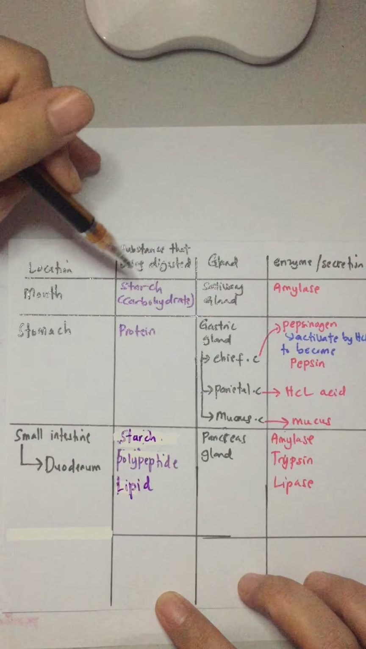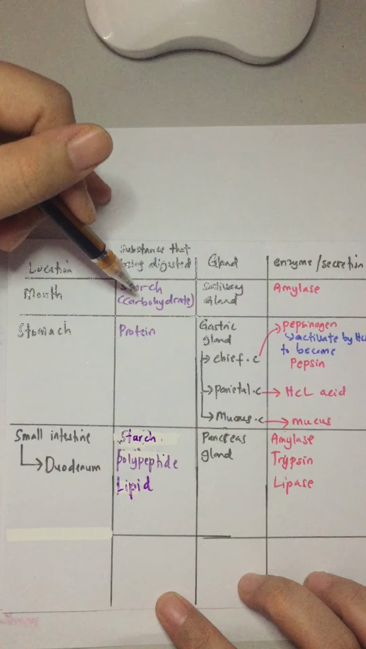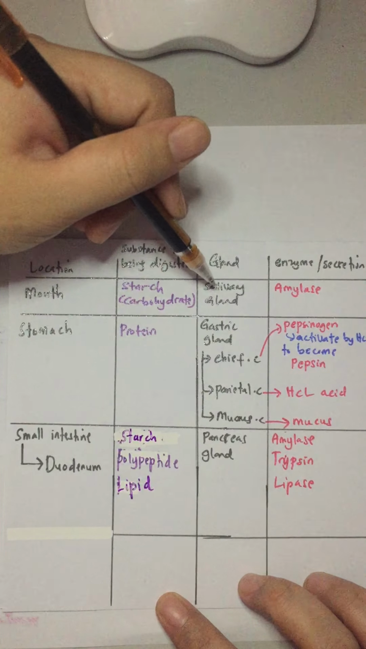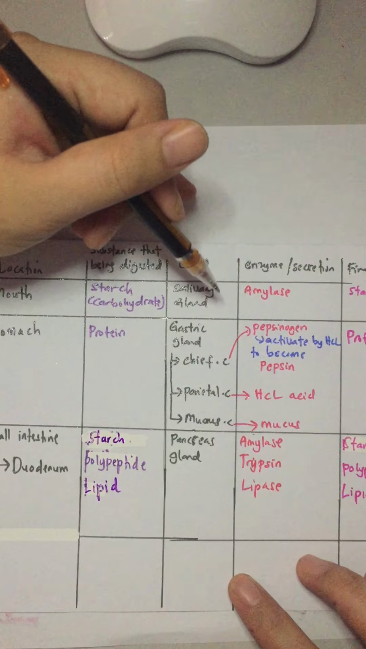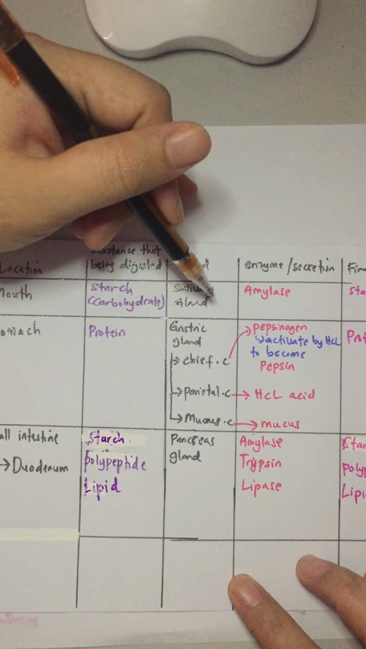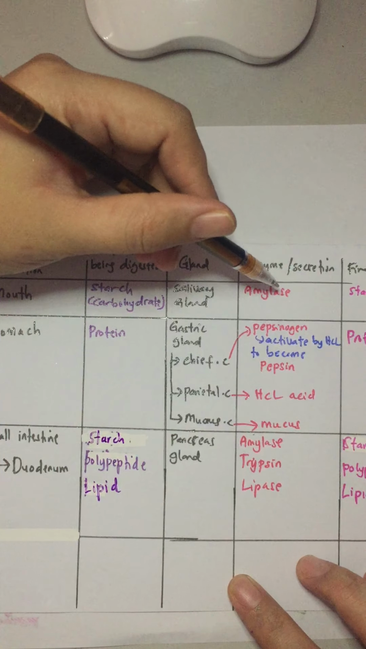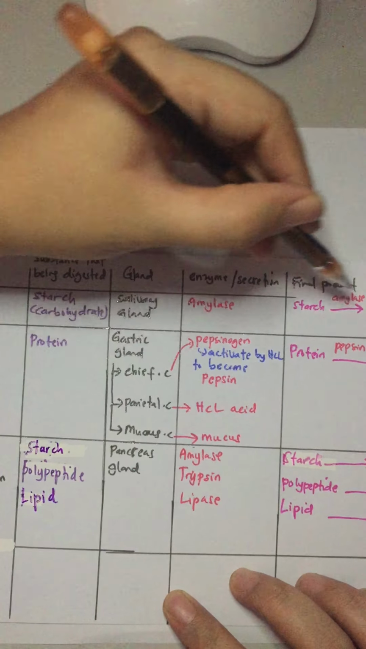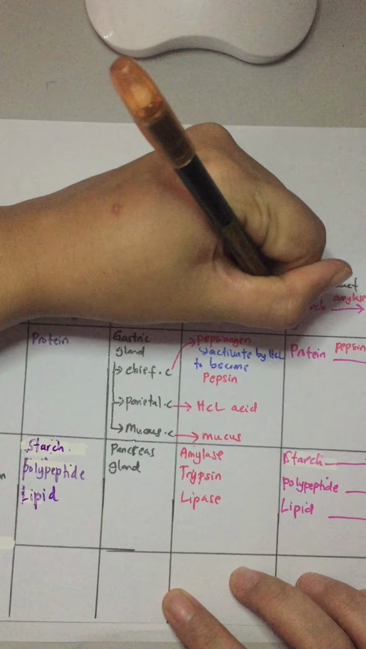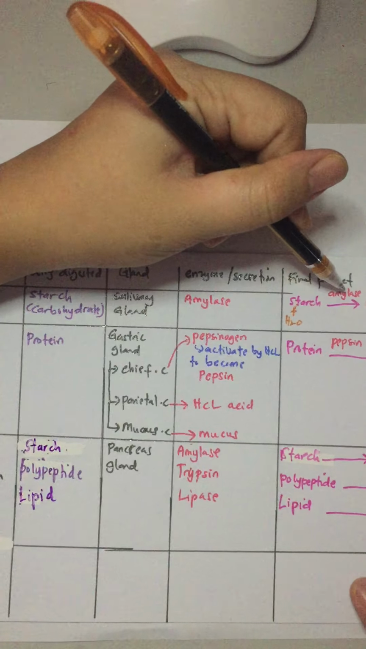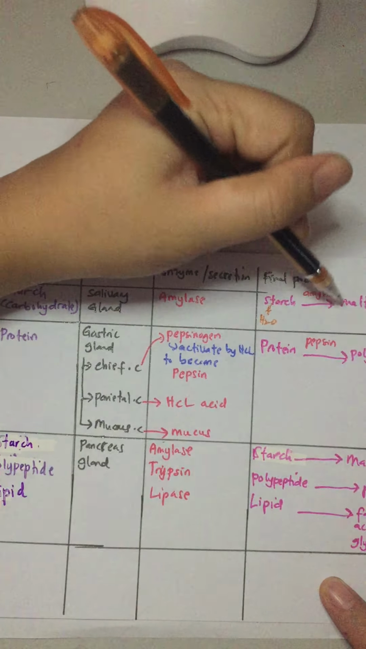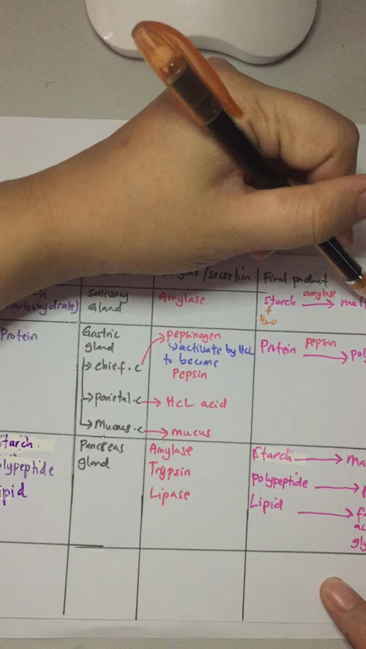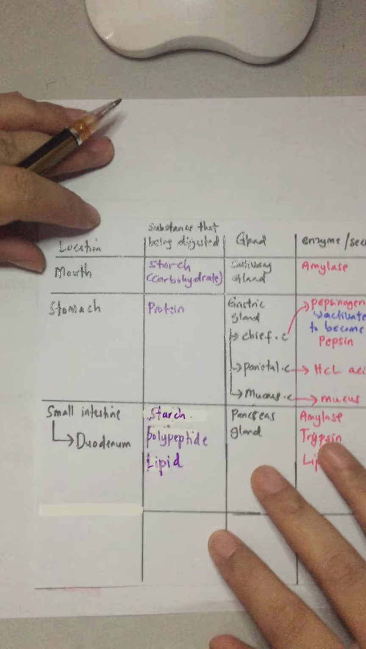Okay, mouth, the substance that being digested is starch. Starch belong to the category of carbohydrate. Okay, and the glands involved is salivary gland, and the enzyme that being secreted from the salivary gland is amylase. So you know amylase only act on starch. So when starch react with water, and with the presence of amylase enzyme, it will give you a new product which is maltose, T-O-S-E. Okay, maltose.